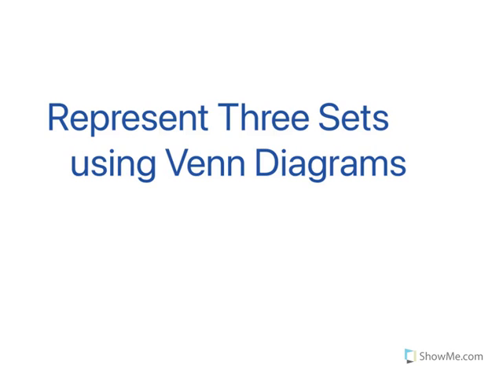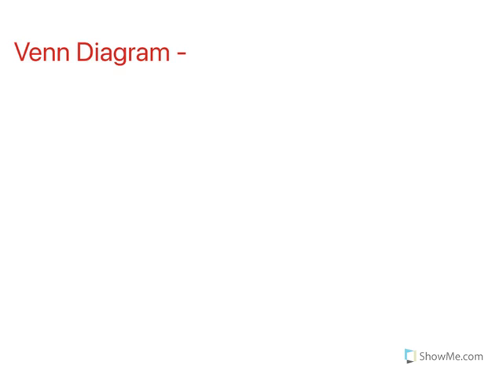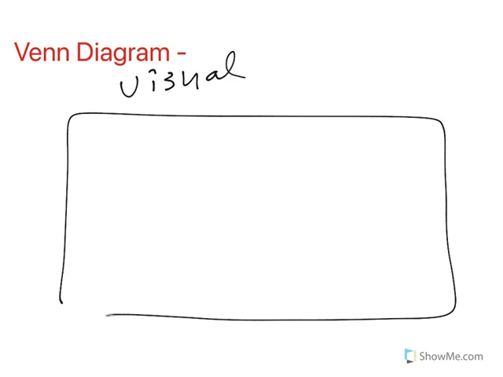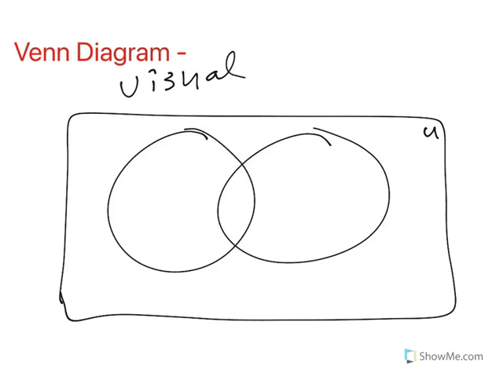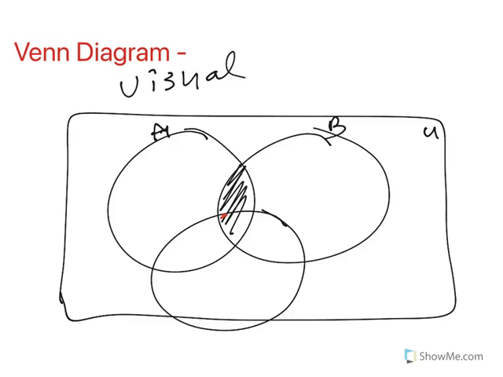Let's represent three sets using Venn diagrams. So remember that a Venn diagram is just a visual representation of data, where we're going to put the universal set inside of the entire rectangle, and then we use circles to note other sets, right? Where this shared piece is the shared elements between. If we have another set, we could add another circle, and then this middle piece is all three.